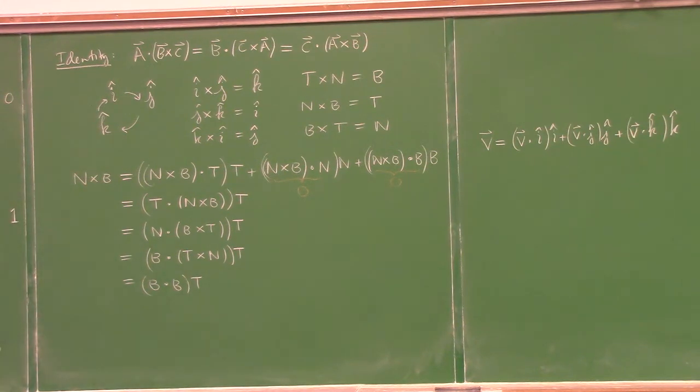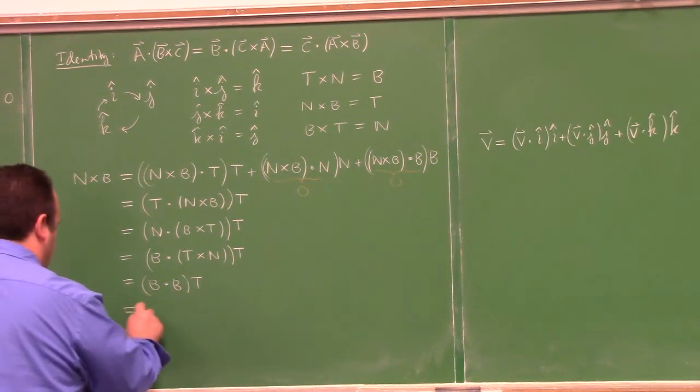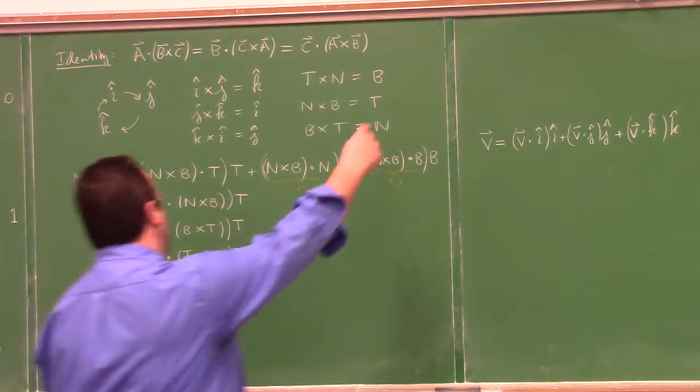Well, so what's the magnitude of the cross product of 2 orthogonal unit vectors? Not 0, no. The magnitude of B is the magnitude of T, times the magnitude of N, times the sine of the angle between them. What's the angle between them? 90 degrees. So that is 1 times 1 times 1, which is 1. B is a unit vector. So B dot B is 1, and what do we get? We get T, which is what I claimed on the basis of pattern matching up here.